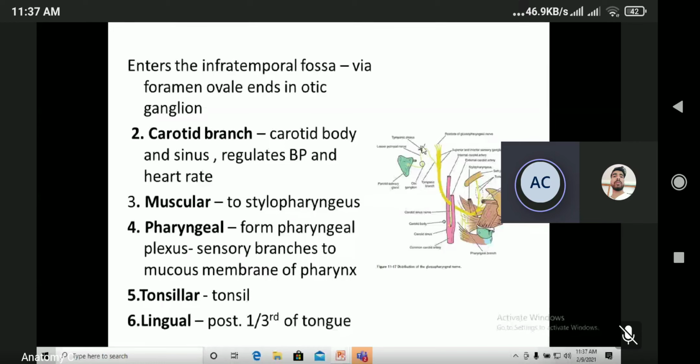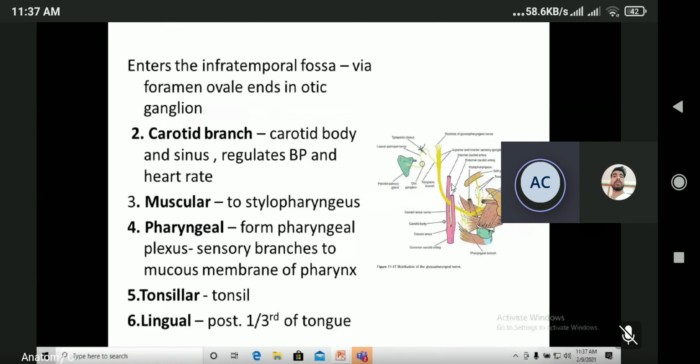If you remember the foramen ovale, the lesser petrosal nerve comes out from the foramen ovale and ends here at the otic ganglion. Now this is the otic ganglion here. Then from here, it supplies the parotid gland. So these are the postganglionic secretomotor fibers to the parotid gland. This is how it supplies the parotid gland.